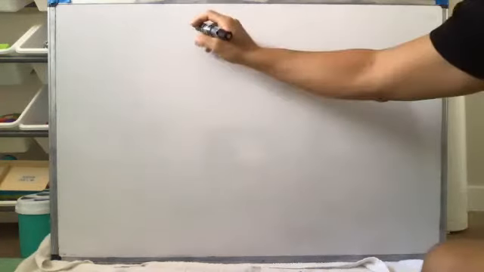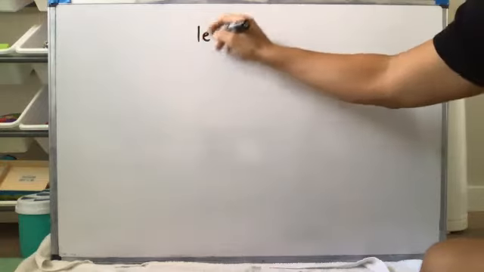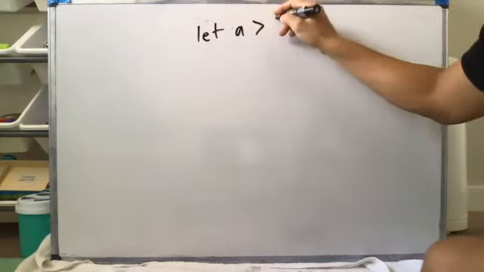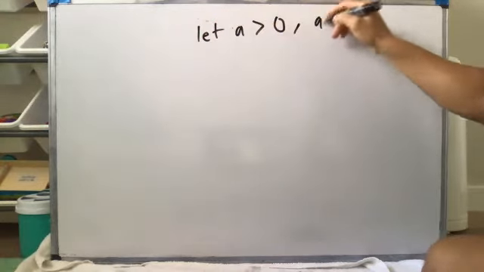Okay, so here we are doing 4.3. This is properties of logs. Let's start with the first box, inverse properties of logs. There's two. It says let a be greater than 0 and a not equal to 1.